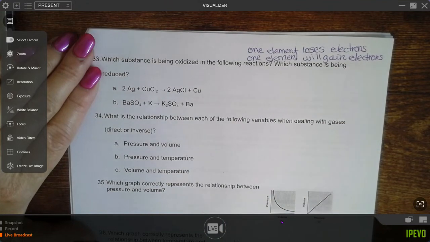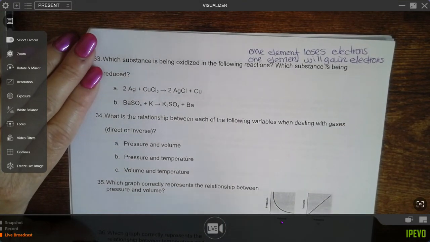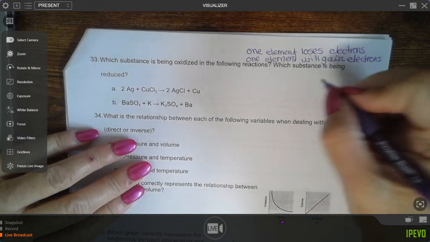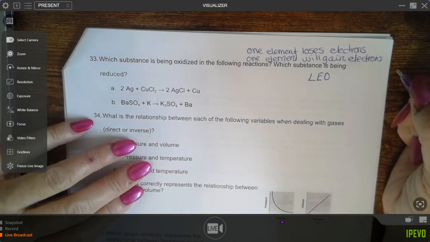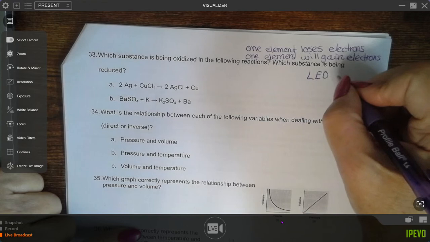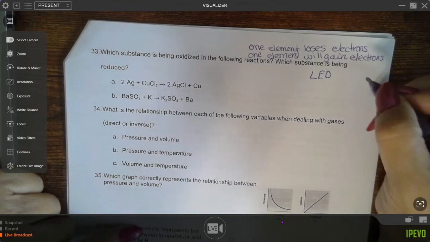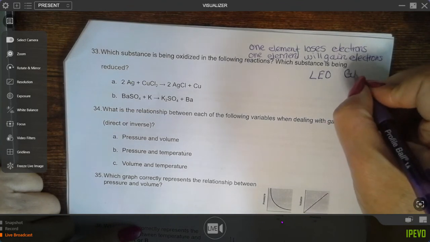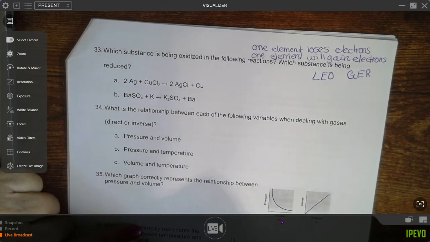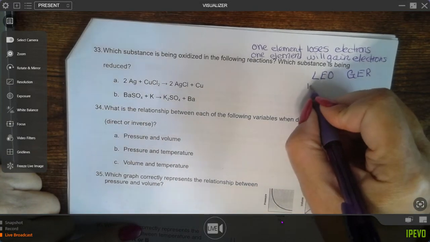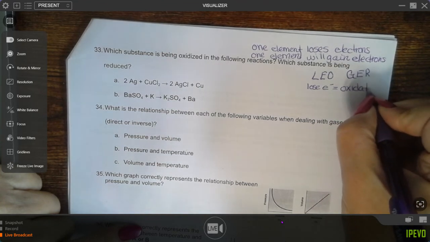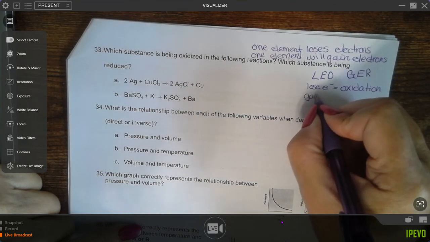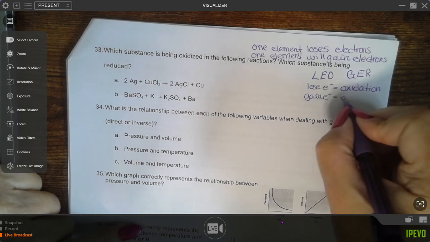Okay, and I got this little gimmick to help us remember. One of these is oxidation, one of these is reduction. The way that I remember it is this little acronym, mnemonic device: Leo the lion goes grr. So here's what this means. Leo is lose electrons, and that equals oxidation. Grr is gain electrons, and that is reduction.